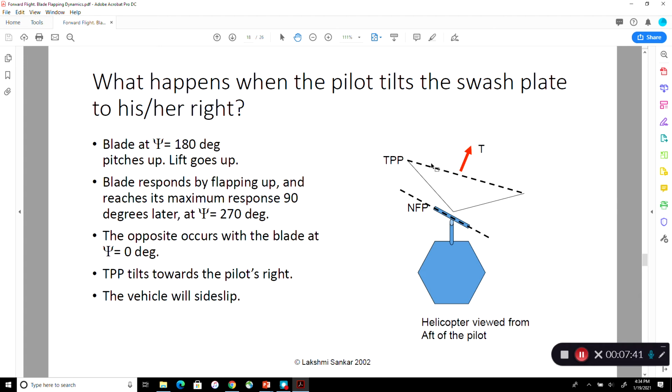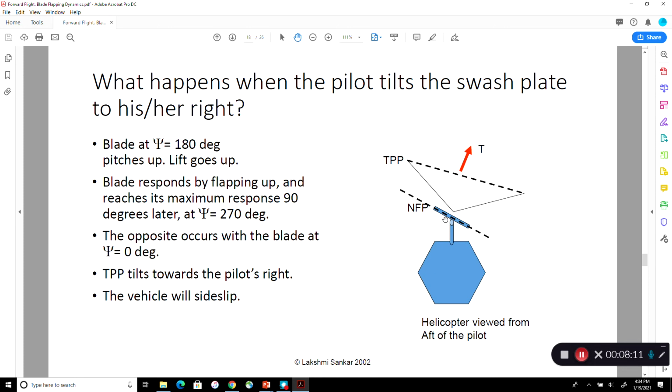So you have tilted the tip path plane sideways, so you have tilted the thrust vector sideways, so now we are producing a sideward directed force which will cause the vehicle to side slip. In reality, what would happen is this force is going this way, the weight is going straight down this way, so it will produce a rolling moment, so the fuselage will also rotate, so the whole vehicle will bank in this direction. So that's what would happen.